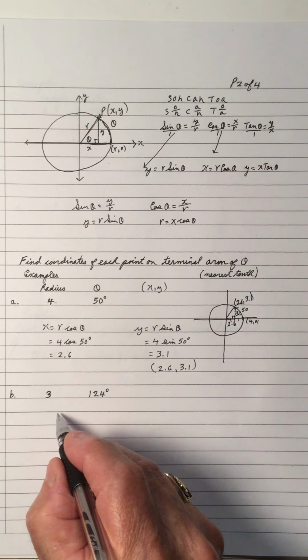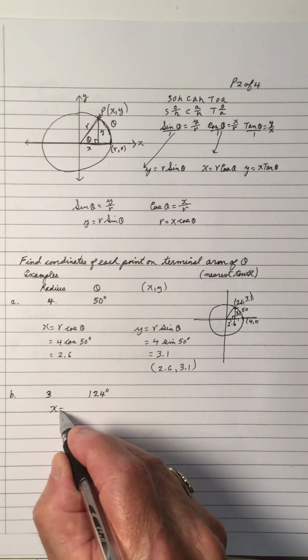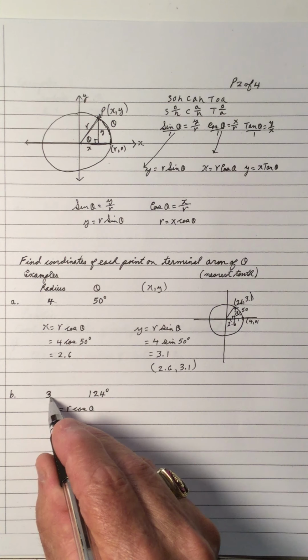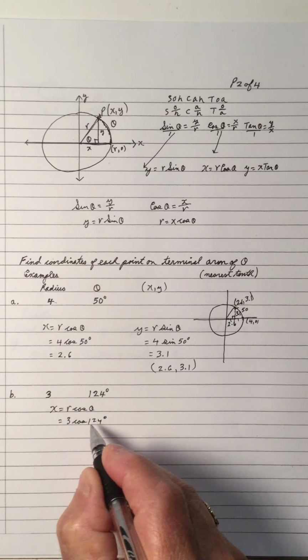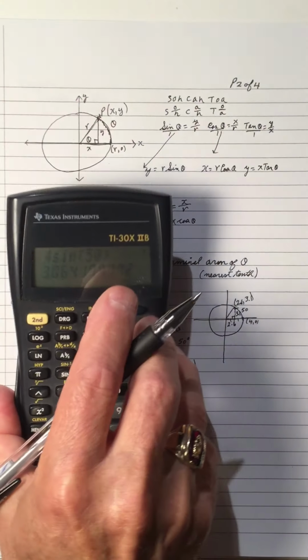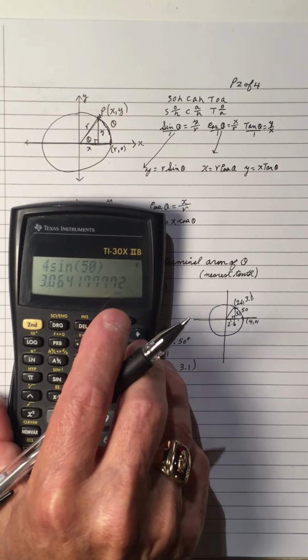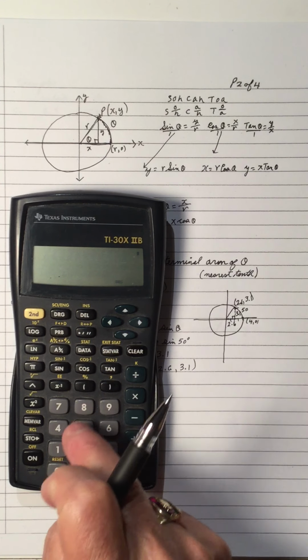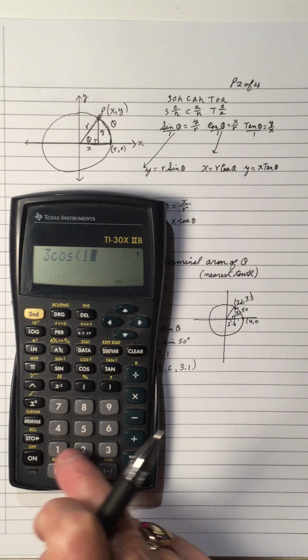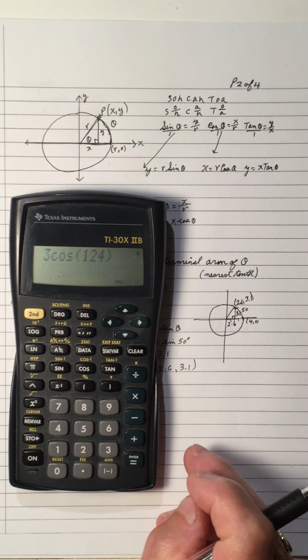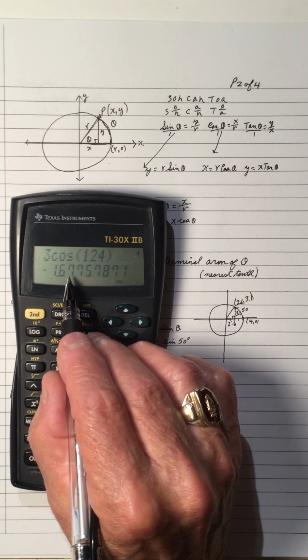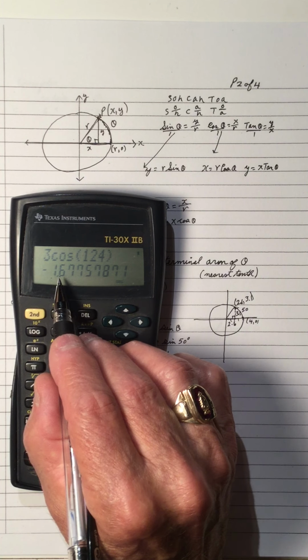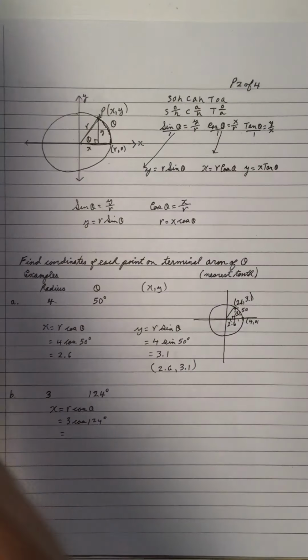And let's do another one. We have x is equal to r cos theta. So r, the radius is 3, and the cos of 124. And so let's work that out. 3 cos 124. Clear it. 3 cos 124. And we got a negative. That's to the nearest tenth, so that's greater than 5. So we add 1 to the 6, so it's a negative 1.7.